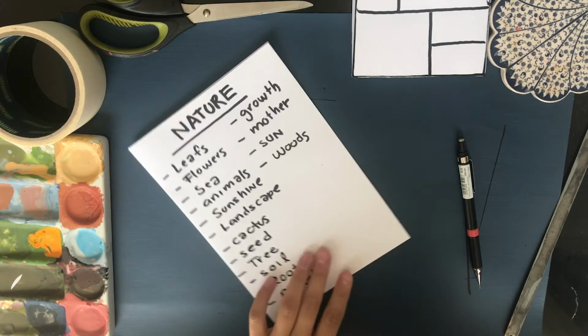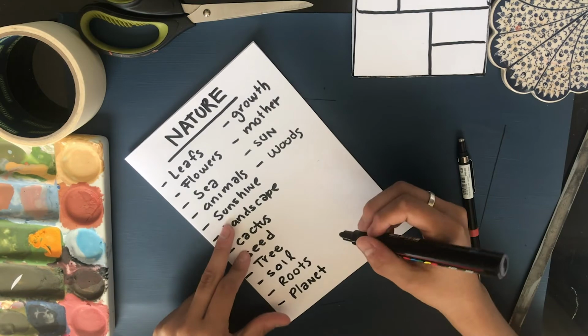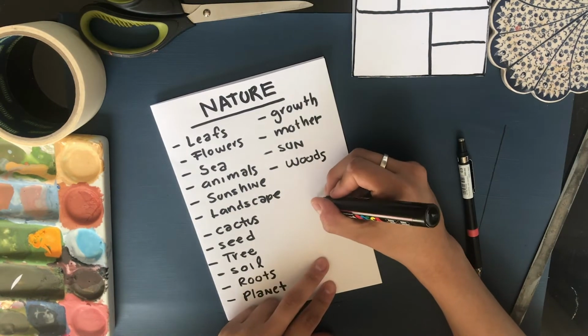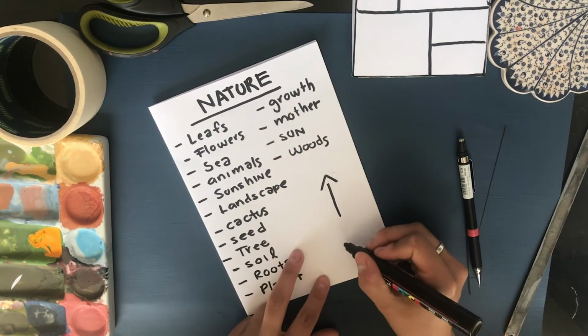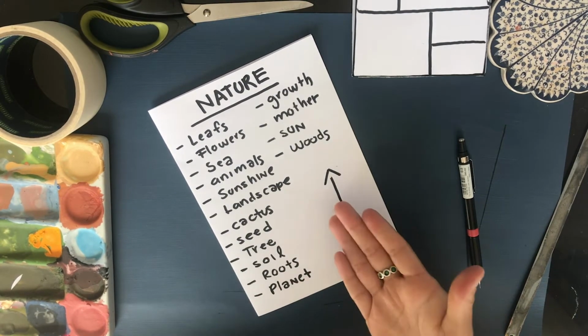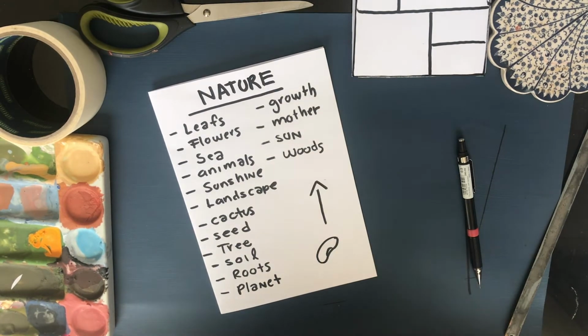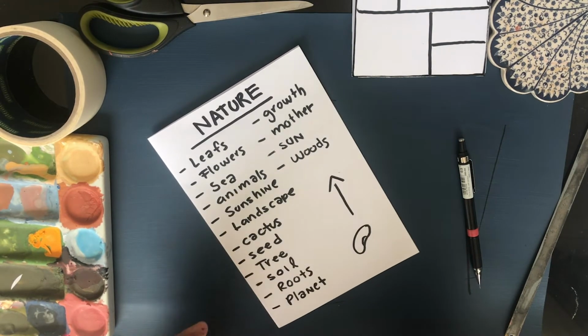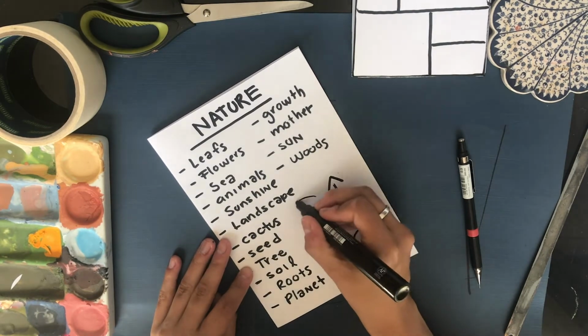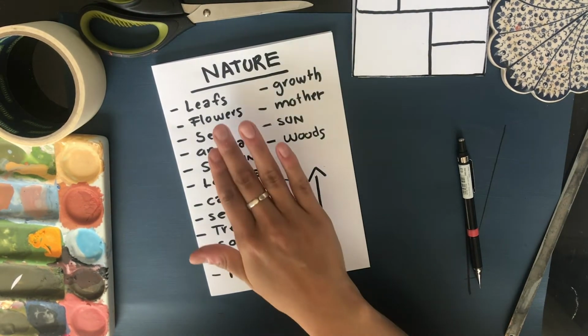So for example, if I was to choose growth, what I could do is symbolize it with an arrow pointing up, or maybe a seed. So an arrow pointing up is a very simple way of representing growth. If I was to choose, for example, the sun, it could just be a circle. So simple ways to represent those words.